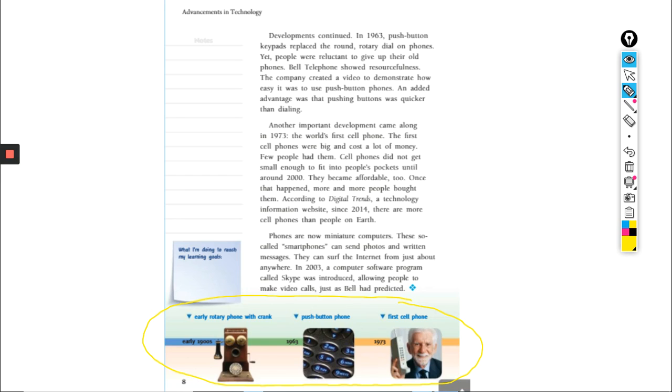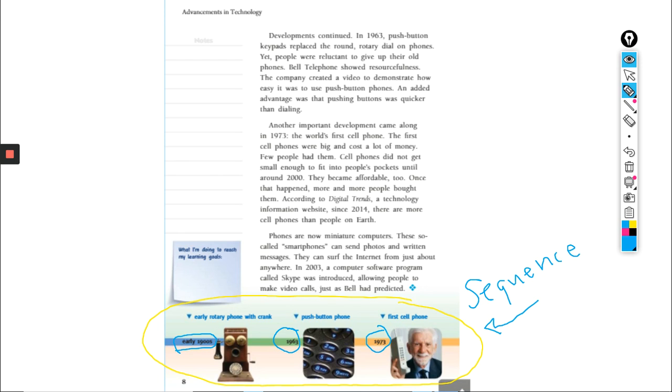Now, the reason why is because you have dates. So take a look here. You have early 1900s. This is telling you that this is what that phone looked like. It was an early rotary phone with a crank. Then in 1963, we moved to push button phones. And then in 1973, this is our first cell phone. So here is one clue of a sequence. This is our timeline. And once again, Miss Roby's really sorry how messy her writing is. This is showing that order of when something is occurring.